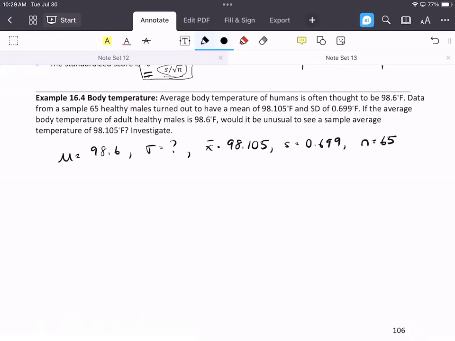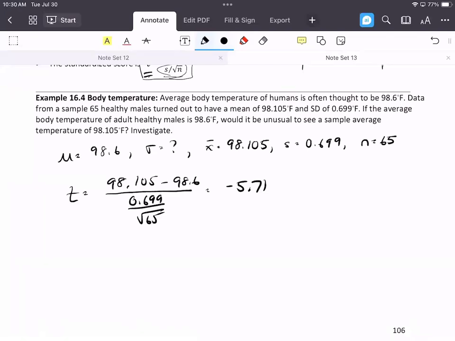So to calculate the t, that t-score, we're going to take the 98.105, so our sample average, minus that population parameter, all over that standard error, 0.699 over the square root of n. And we get negative 5.71. You may be like, well, we haven't done t-tables yet. How would I know where that is or how extreme that is?